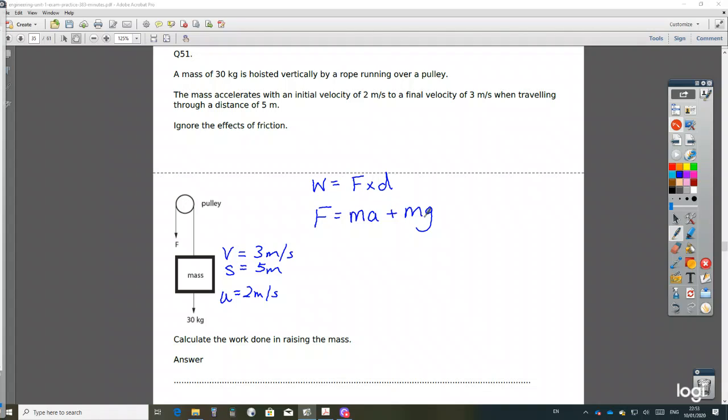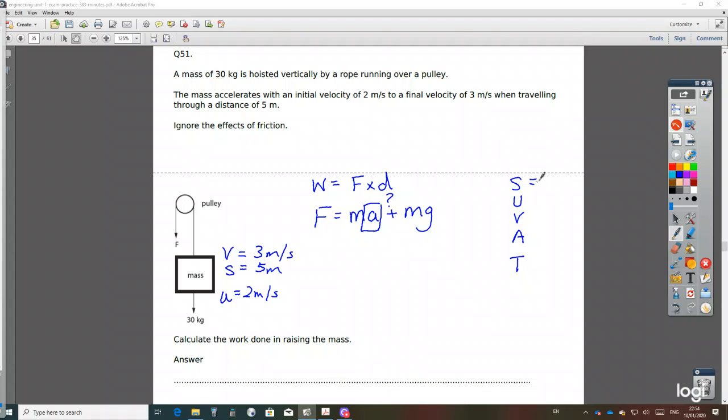So the question is, what do we need to find to get work done? Well, we can find force. We know the distance is going to be 5 meters we need to move. Do we know acceleration? No. But do we know mass and g? So the only thing we need to find before we can work out the work done is the acceleration. Based on this, it gives us a hint that this is related to SUVAT. So we're going to use SUVAT to find out which formula we need to use.